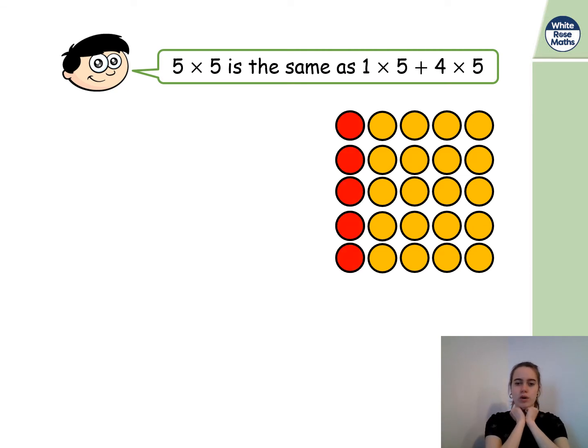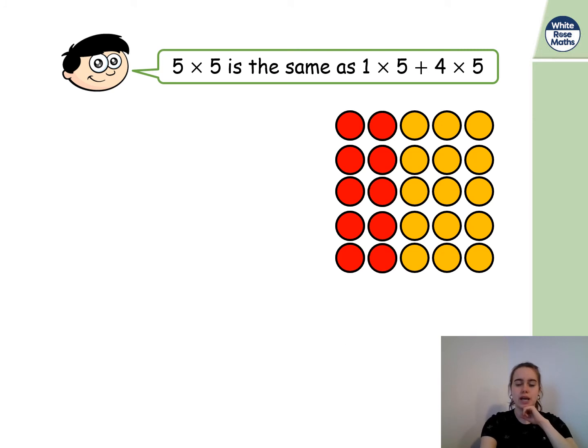If we make one column red, this shows us 1 multiplied by 5, because that's one group of 5, and it shows us 4 multiplied by 5 with the yellow counters. So in fact, did the amount of counters change? No, it did not, but we made some of them red and now some of them are still yellow, and that shows us 1 multiplied by 5 and 4 multiplied by 5. So that is in fact the same as saying 5 multiplied by 5.